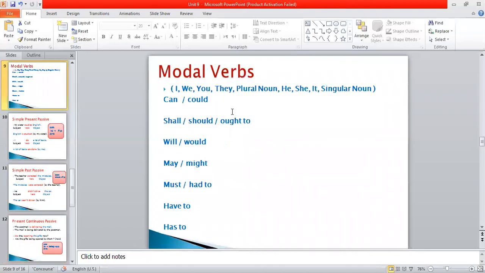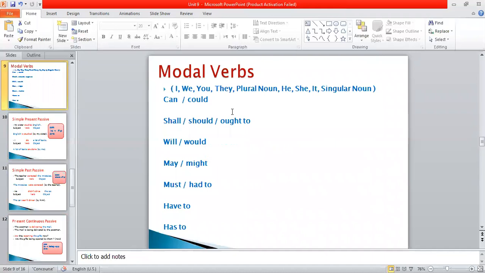Another thing, this is the last thing I'd like to talk about in this video, which is the modal verbs. What are the modal verbs? If you ask anybody, you will say can, could, will, would, shall, should, may, might, must, have to, has to, and so on. I know well that all of you know them well.